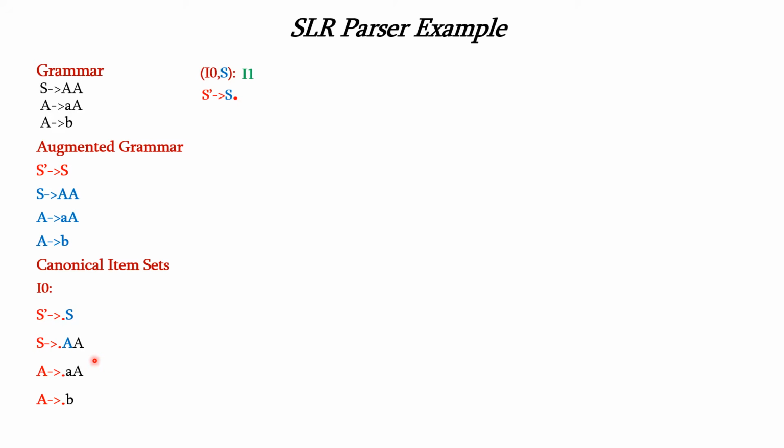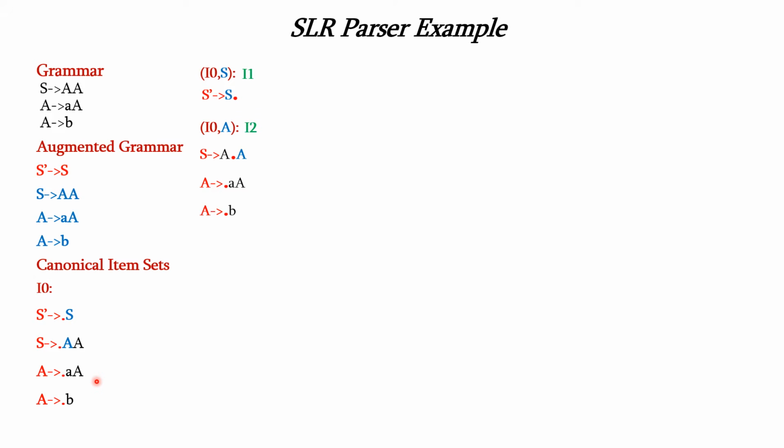Next, considering the second production, we have the dot before the variable A. So consider I0 comma A. Move the dot 1 position to the right. It can be written as S → A.A. Here the dot is before the variable A, so we write the relevant productions of A, that is A → .AA and A → .a. Now this is the new item set. Let us name it as I2.